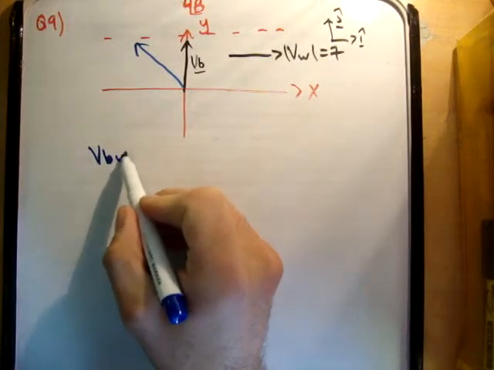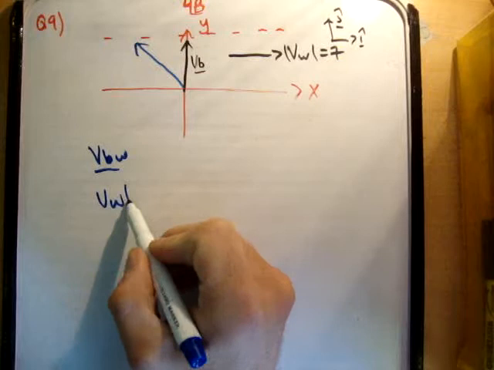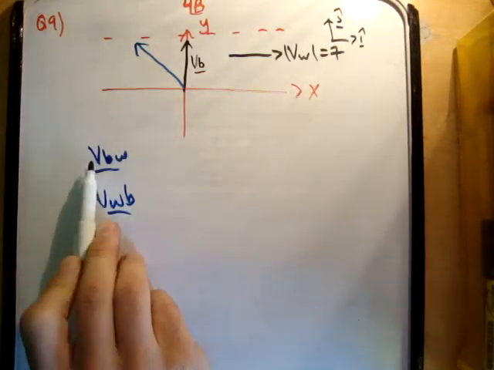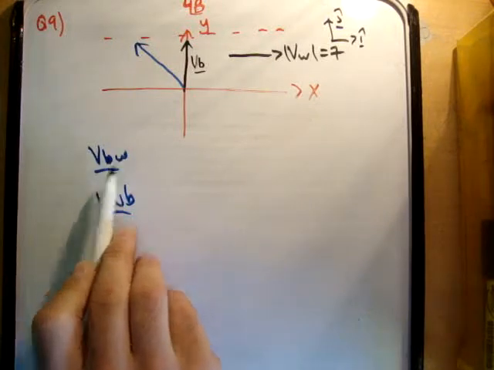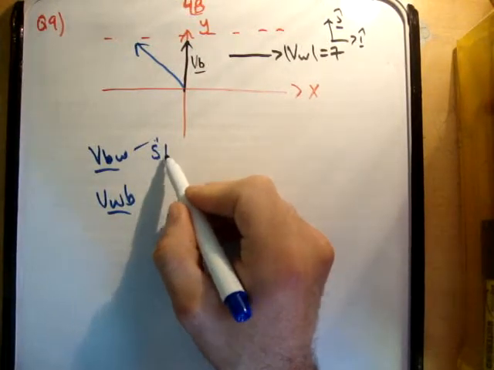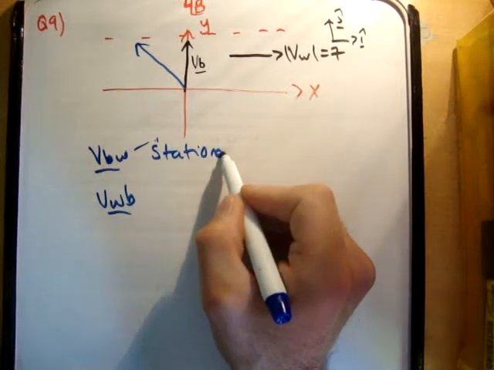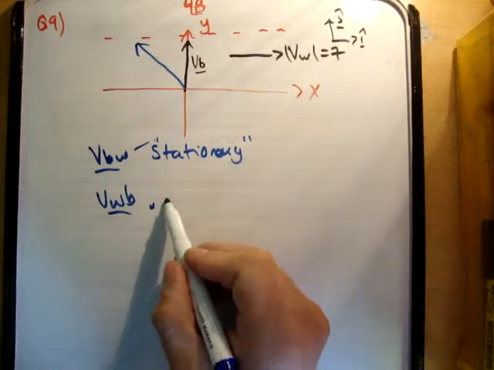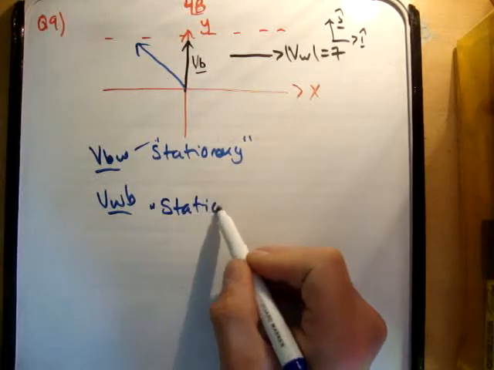Is it VBW or is it VWB? Now just to remember what these mean. This means here is the velocity of the boat relative to the water, whereby the water is in a frame of reference whereby it believes that it is stationary. Similarly, in this case, the boat believes that it is in a stationary frame of reference.